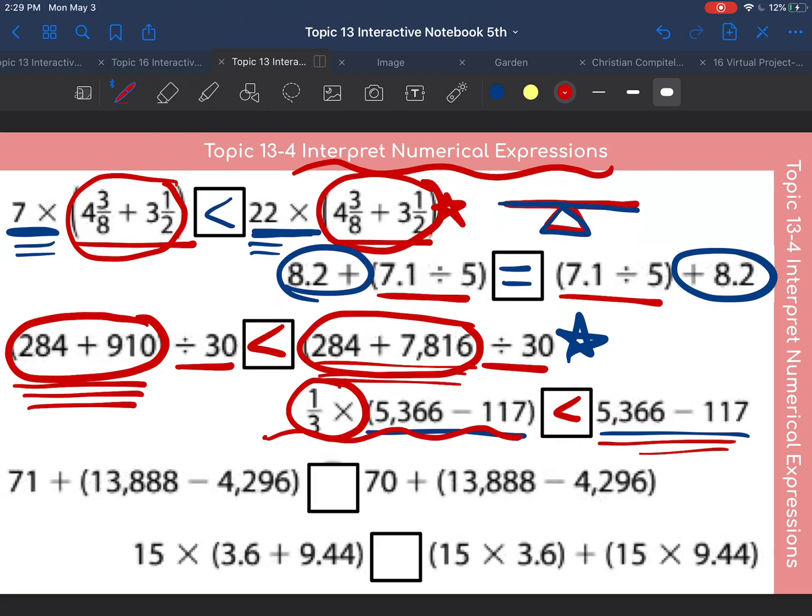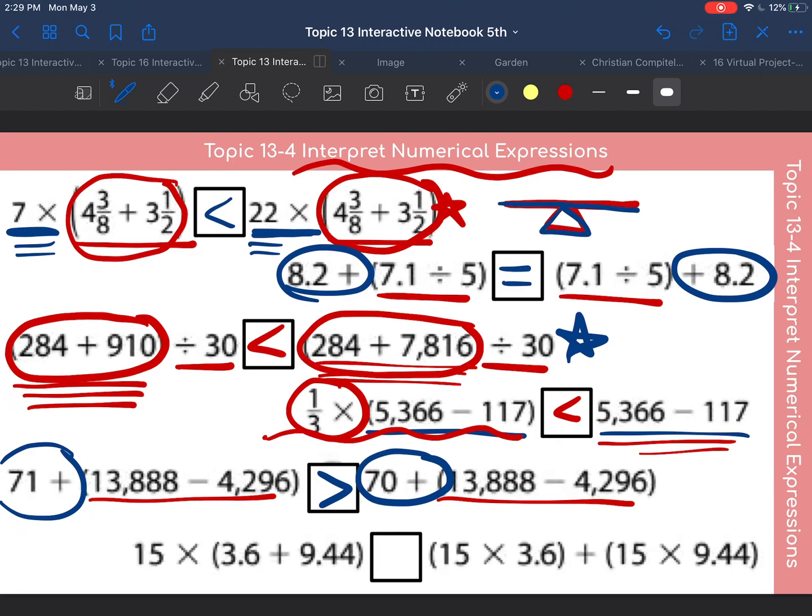And then the next one, it says 13,888 minus 4,296 is happening on both sides. But one side is adding 71 and one side is adding 70. So the left one is greater than the right one.